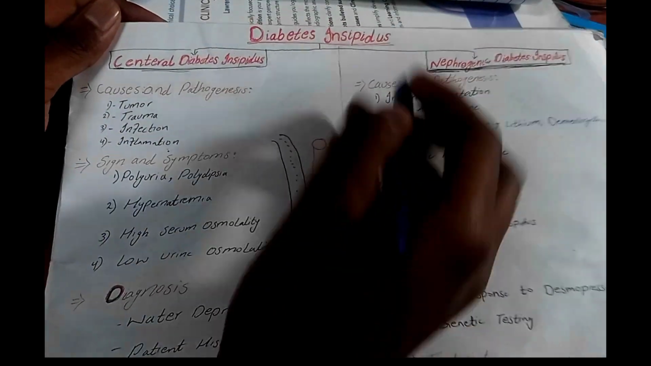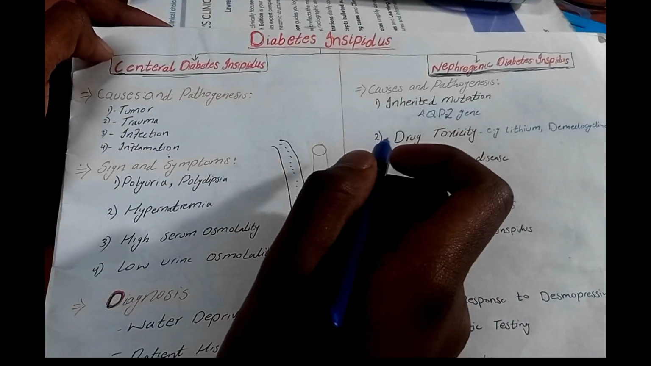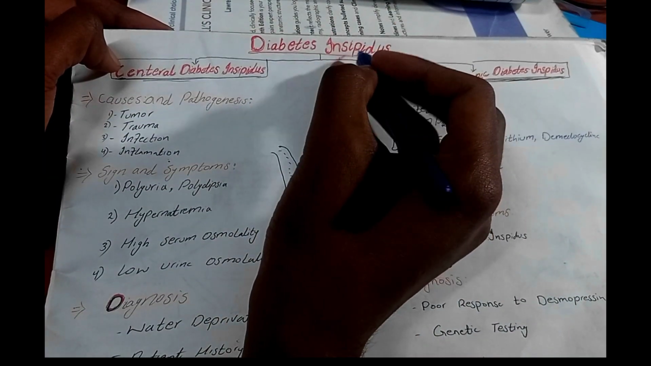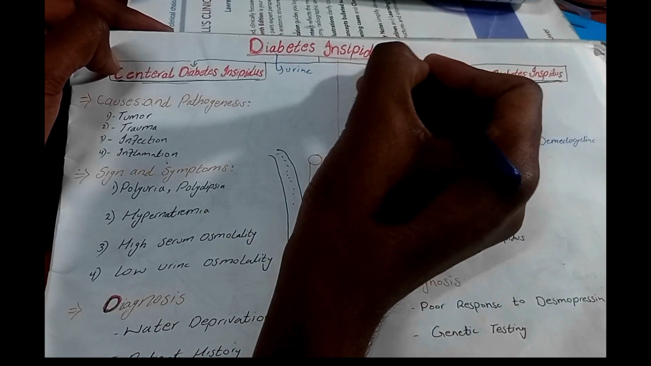Hi everyone, in this video we study diabetes insipidus. Diabetes insipidus is a word derived from two words. Diabetes means urine and insipidus means tasteless.